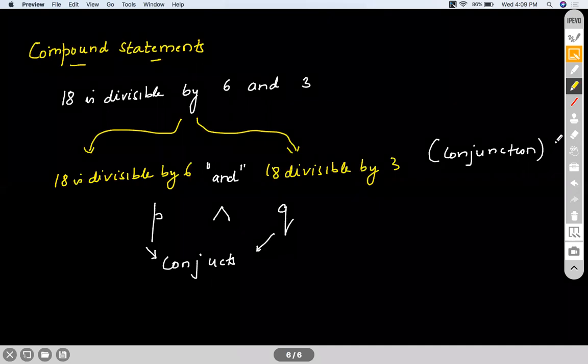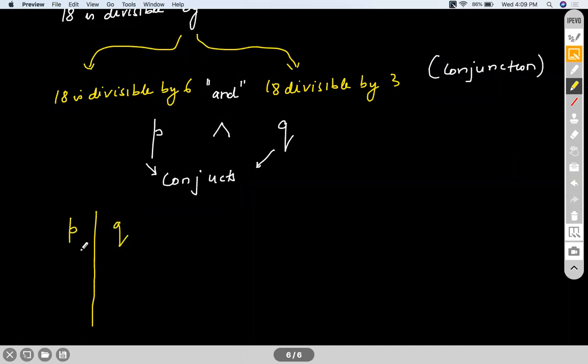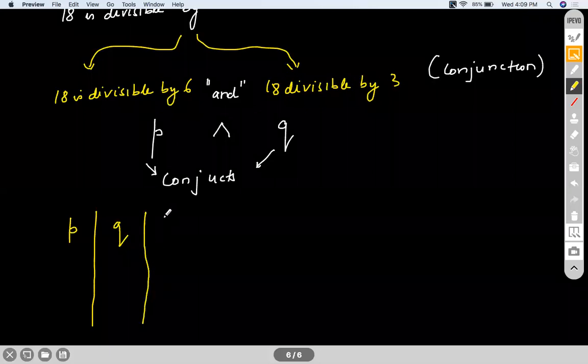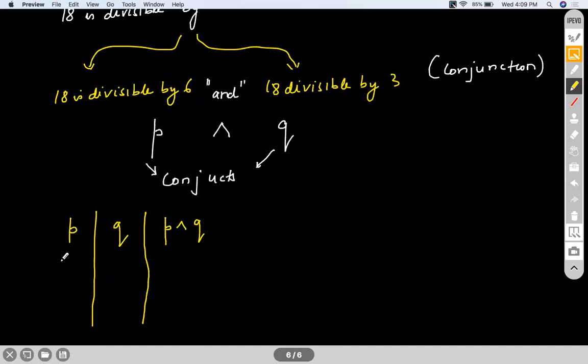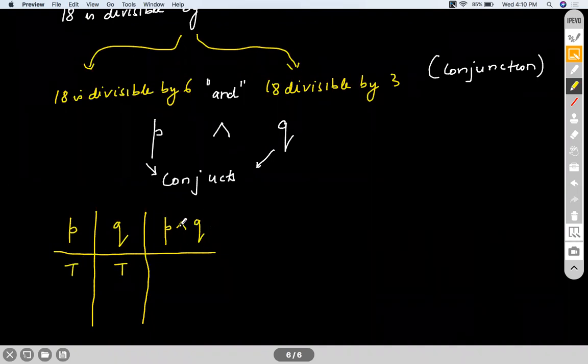Now, how does a truth table of AND look like? So, something called truth table. What is the truth table? Have you heard of the truth table before? Yeah, 1100 and all, right? So basically, it is a tabulation of the outcome of a compound statement for different inputs of the component statements. For example, if both P and Q are true, what can you say about P conjunction Q? That will also be true. Okay. What about this is true, this is false?